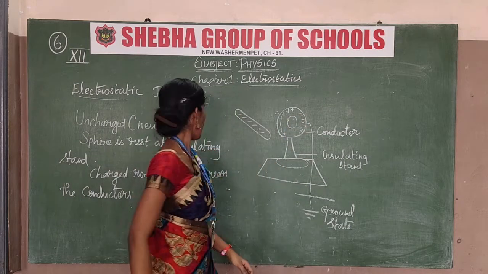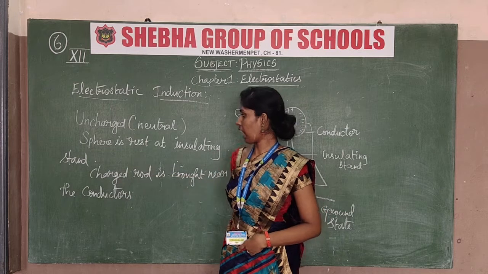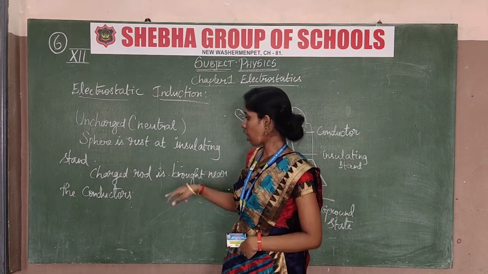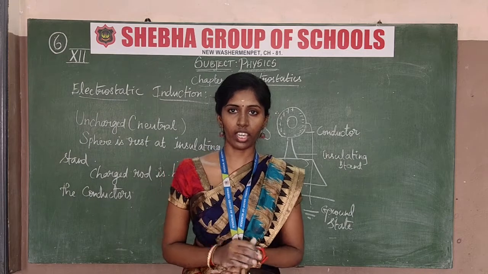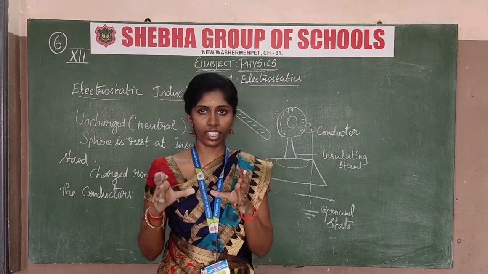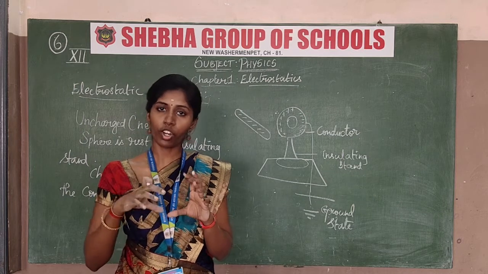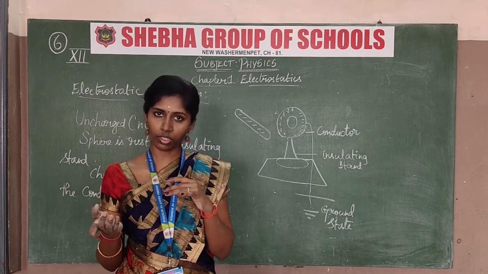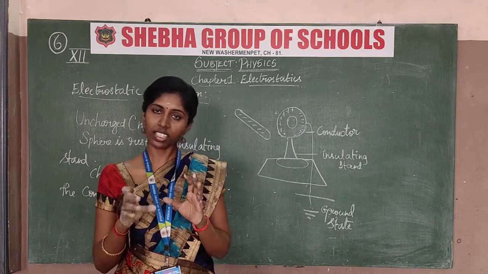After that, the sphere rests on an insulating stand. After that, the charged rod is brought near the conductor. We already know that. One metallic conductor is there, no? Inside, positive or negative charges will be produced and split out throughout the surface area. Inside the conductor the charge will be zero.